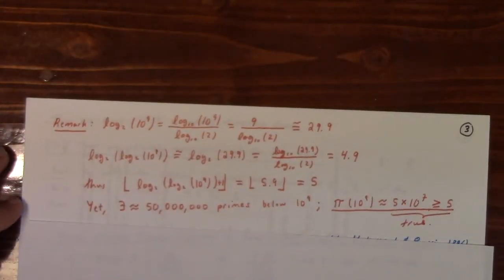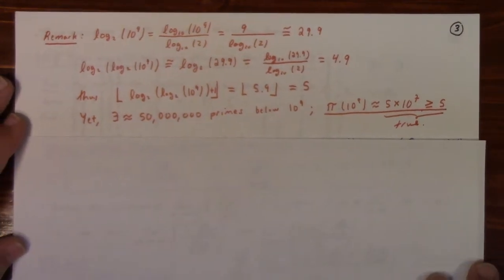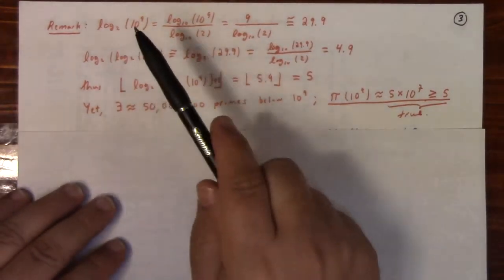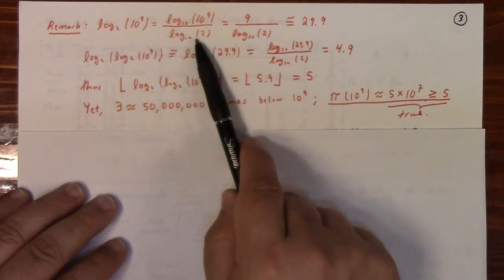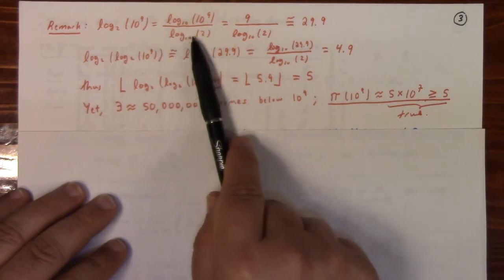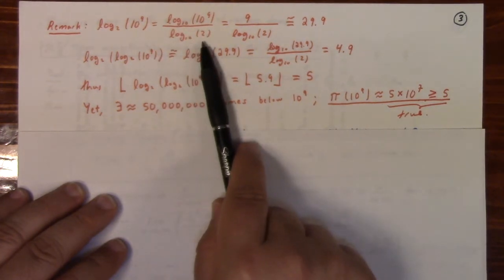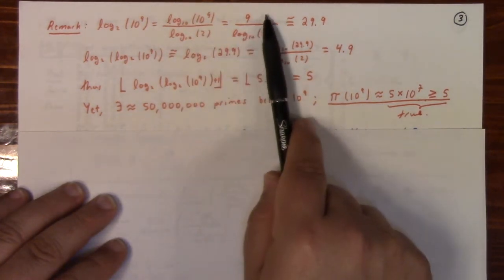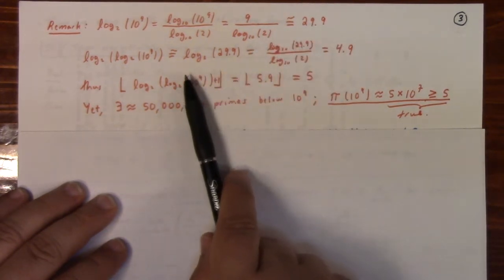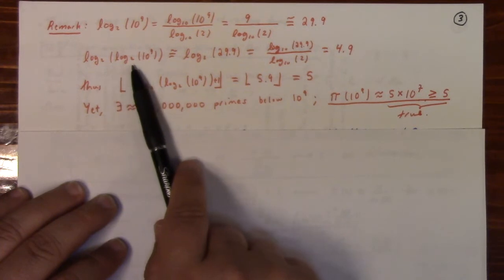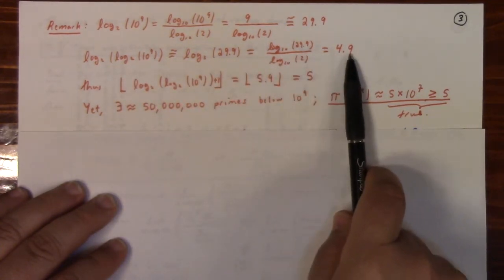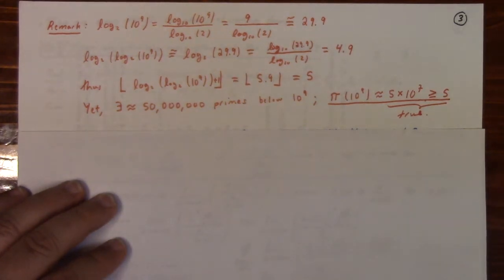Just to give you a sense of how weak that bound is, here's some numerics on the problem. Log base 2 of 10 to the 9th, by the change of base formula, is log base 10 of 10 to the 9th divided by log base 10 of 2. That's 9 over log base 10 of 2, which is about 29.9. If you take log base 2 of that, you get log base 10 of 29.9 over log base 10 of 2, which gives you 4.9.